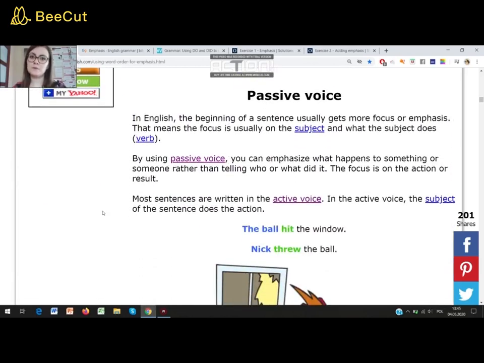So, passive voice. In English, the beginning of a sentence usually gets more focus or emphasis. That means the focus is usually on the subject and what the subject does, so about the actions of the verb. By using passive voice, you can emphasize what happens to something or someone rather than telling who or what did it. The focus is on the action or result. Most sentences are written in the active voice, where the subject of the sentence does the action.